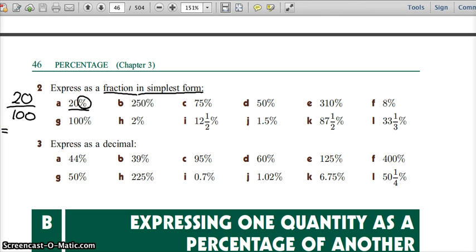And then I've got to go back through my memory bank and say what numbers go into 20 as well as 100. Okay? And hopefully most of you will be able to identify that your 20 times table goes into 20. If we divide that by 20, we must divide this by 20. 20 divided by 20, Georgie? 1. And 100 divided by 20, Georgie? 5. And so in its fractional simplest form, 20% looks like 1/5.